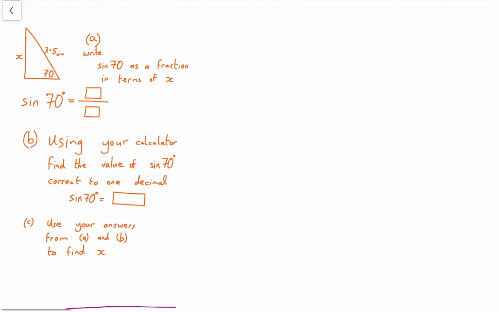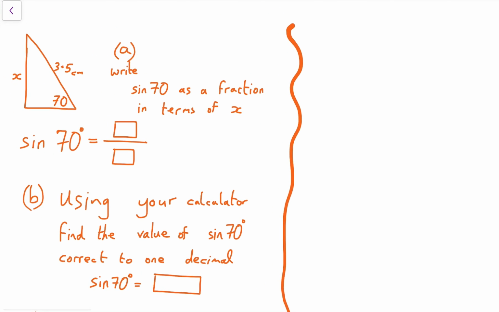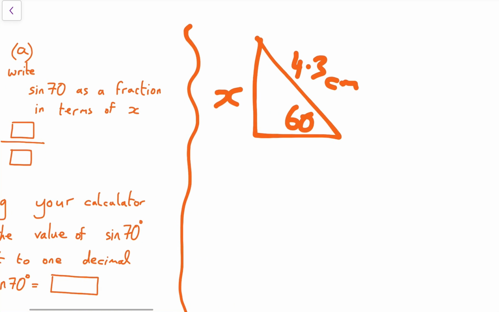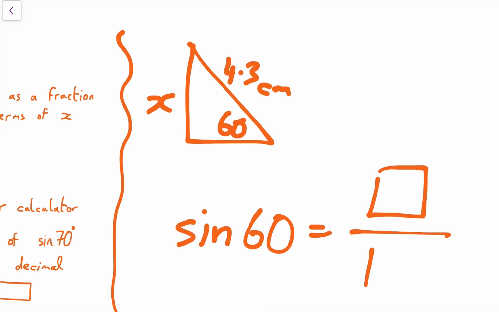And we're going to just take a few questions that are there on the left. You can practice that exact question. We're going to give you a question practically identical to it, okay? So in a very similar question, we have an angle, let's say 60 degrees instead of 70. X, and let's say this is 4.3 centimeters. And we're asked to write sine 60 as a fraction. So we want to get sine 60 degrees equal to something over something.